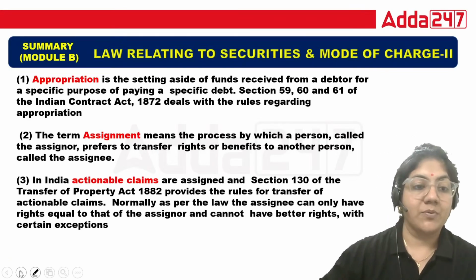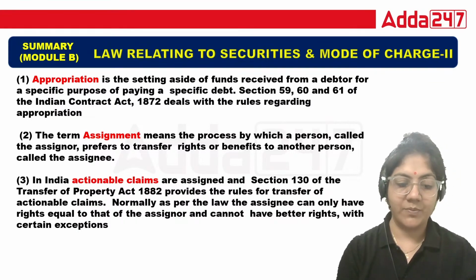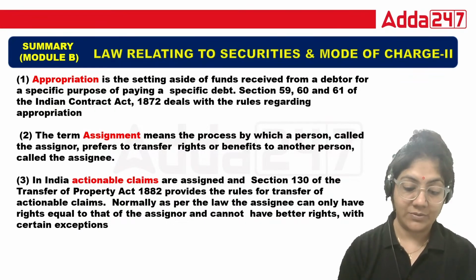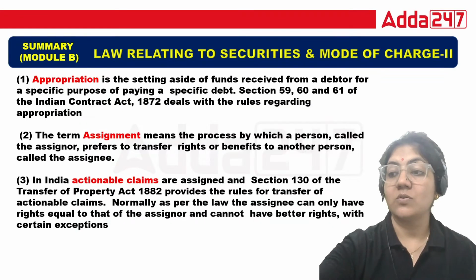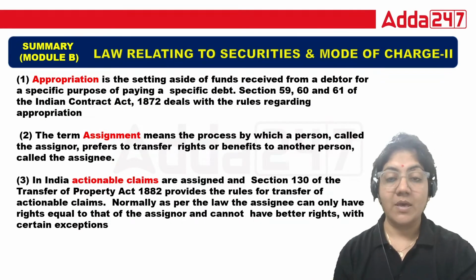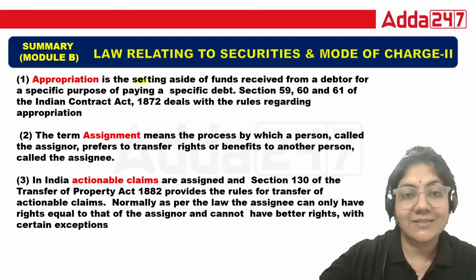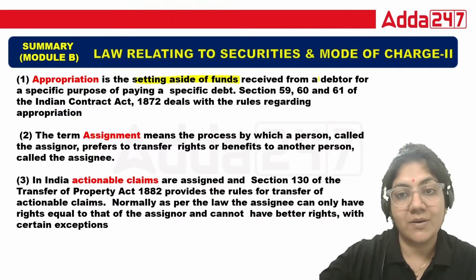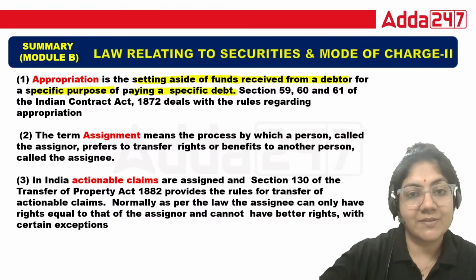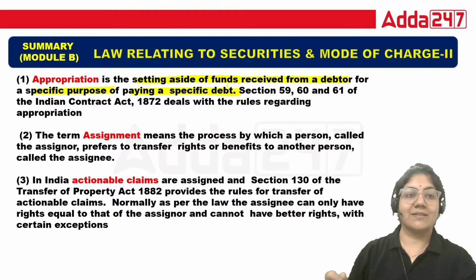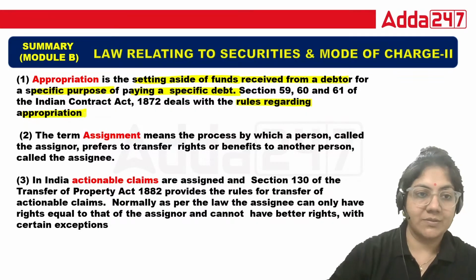Now class, what is appropriation? First of all, appropriation is also called the Clayton rules. And the Clayton rule is also called FIFO, because in your exam the full form of FIFO was asked, that is first in, first out. Appropriation is the setting aside of funds received from a debtor for the specific purpose of paying a specific debt. Sections 59, 60, 61 of the Indian Contract Act deal with the rules regarding appropriation.